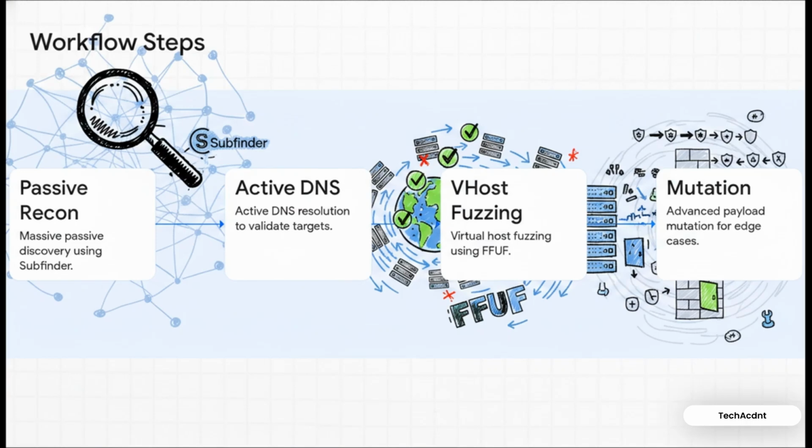Step 1 uses Subfinder for massive, passive discovery. Step 2 takes that raw list and performs active DNS validation just to make sure the targets actually exist. Step 3 feeds those validated targets straight into ffuf for virtual host fuzzing, uncovering hidden infrastructure. And finally, Step 4 introduces advanced payload mutation to bypass those tricky edge cases. Integrating these tools creates a seamless, scalable workflow tailored right for production environments.